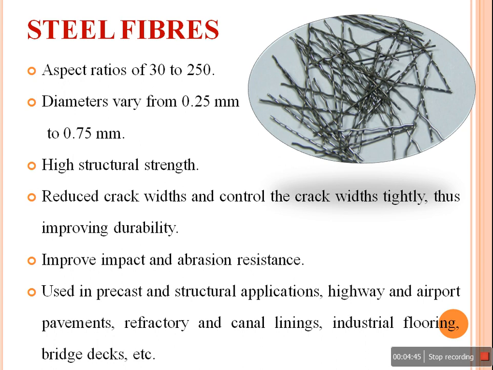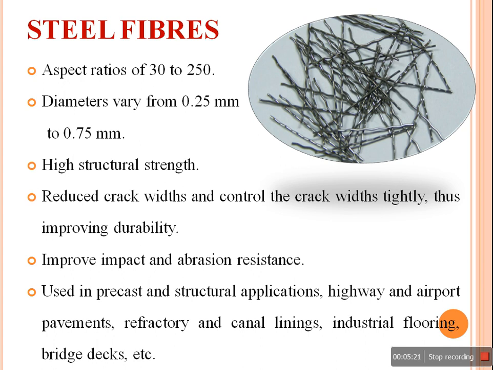So let us see about the steel fibers. For steel fibers, generally the aspect ratio is 30 to 250. Now what is aspect ratio? This is a new term. Aspect ratio is described as the ratio of the length to the least lateral dimension. That may be the diameter of a fiber, or the breadth or the depth, whichever is less. So I can say it is the L by D ratio, where D is the smallest lateral dimension.